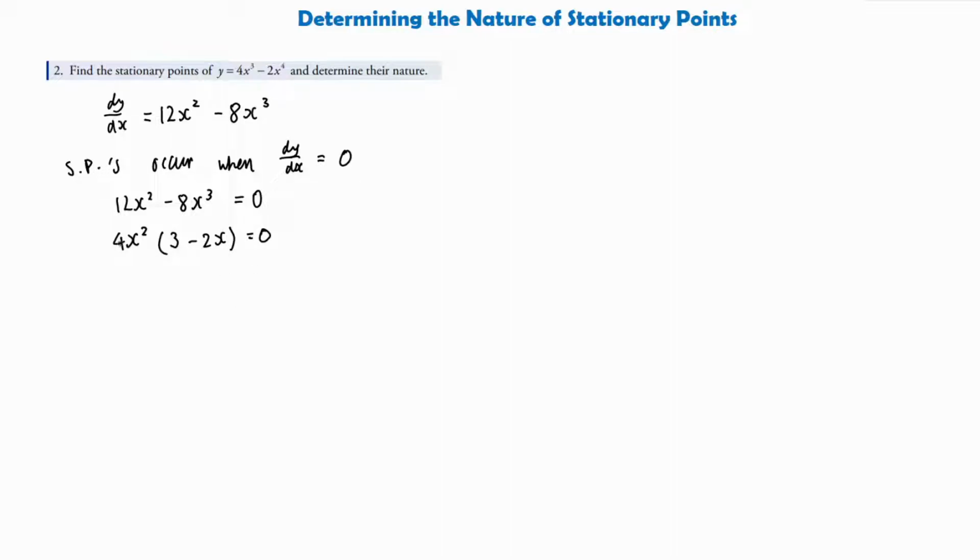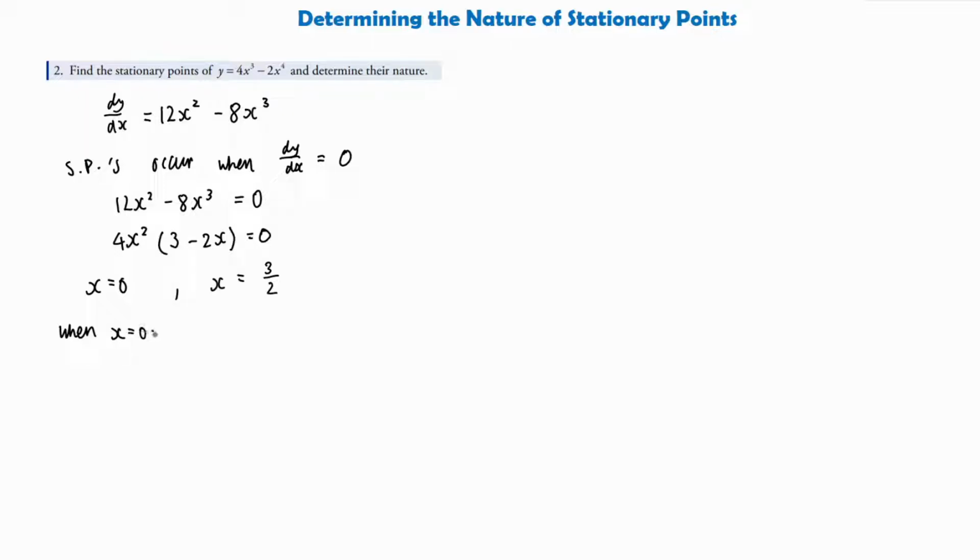So we've got 4x squared is going to be equal to 0 in our first case, which just gives us that x is equal to 0. And in our second case, we get 3 minus 2x is equal to 0, which we can solve to give that x is going to be equal to 3 over 2. So these are our two values for x. So now we want to work out the y coordinates of these x values.